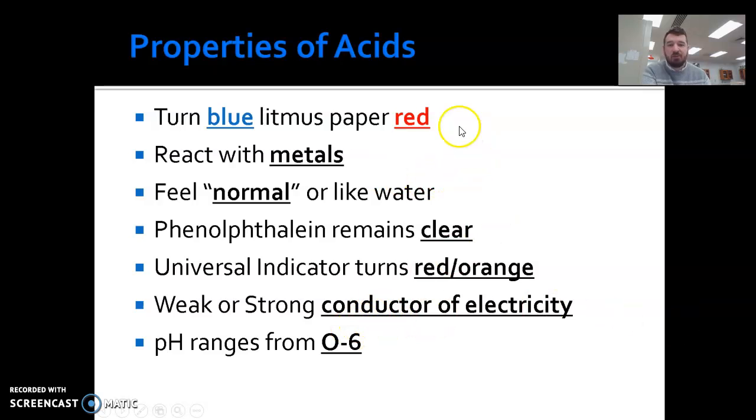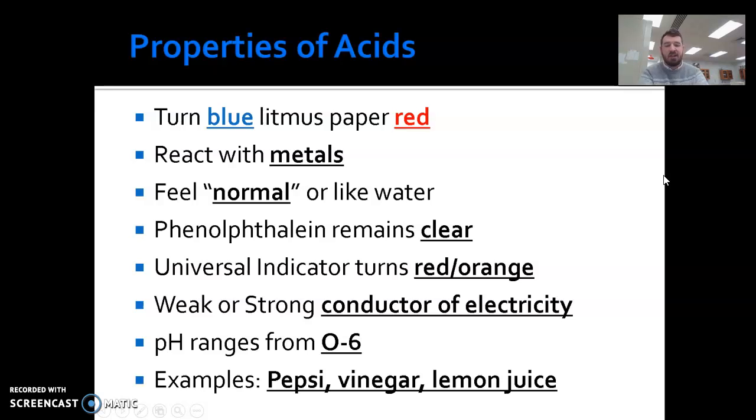One way that I can help remember that blue litmus paper turns red for acids is that our end result of the litmus paper always matches up with our universal indicator color. So if you can remember that universal indicator turns those warmer colors like red and orange, then you should know that acids with litmus paper should be turning red. And our examples of acids would be Pepsi, vinegar, and lemon juice.